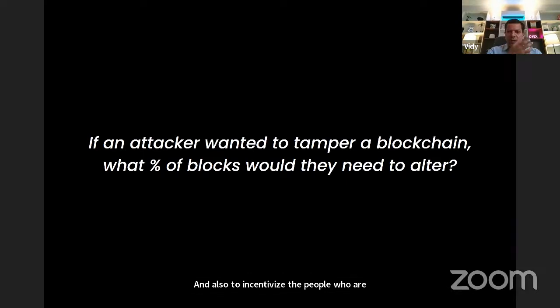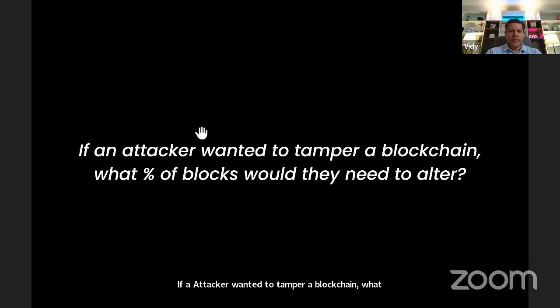If an attacker wanted to tamper a blockchain, what percentage of blocks would they need to alter? So this is fairly straightforward. 51% is the answer for this. So if 51% of blocks are modified or tampered, then a blockchain can be tampered, but that is practically not possible.